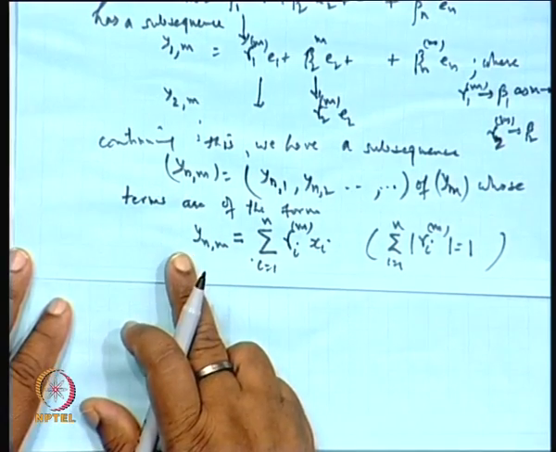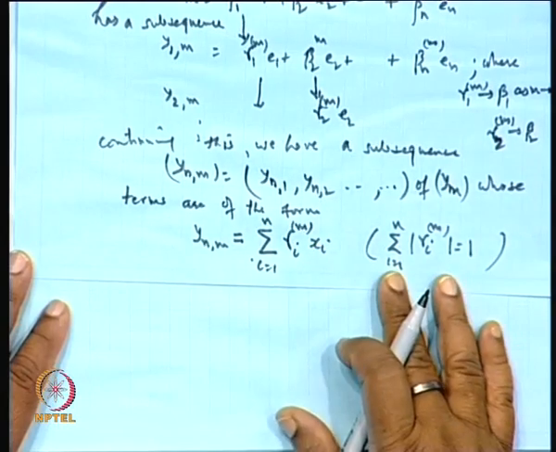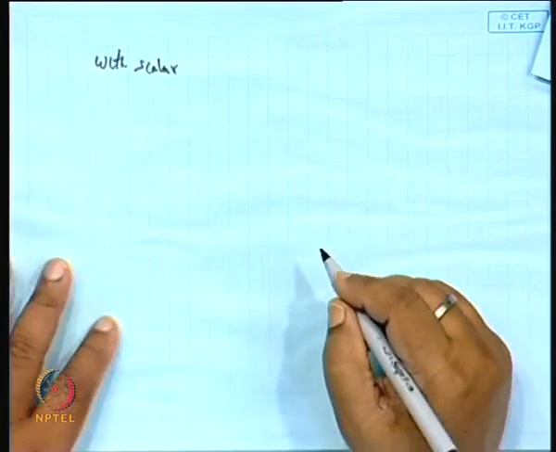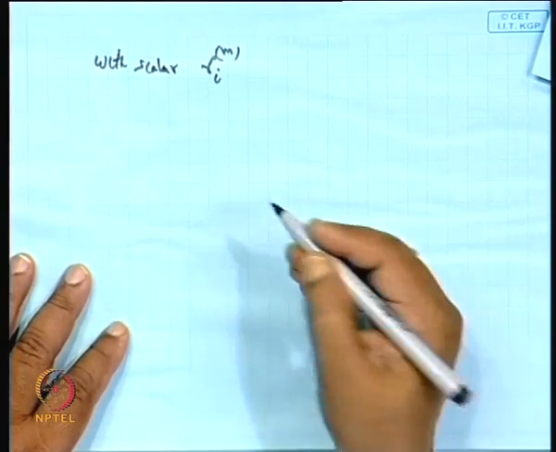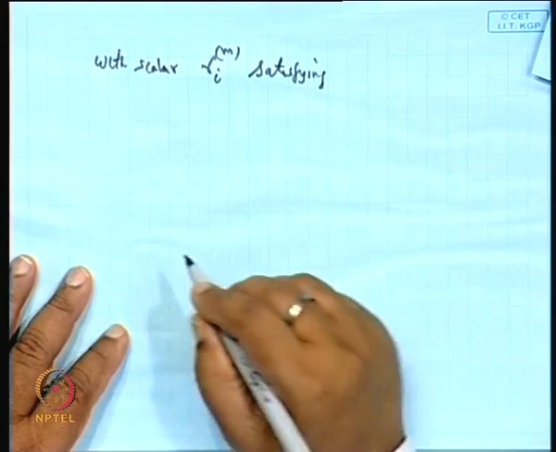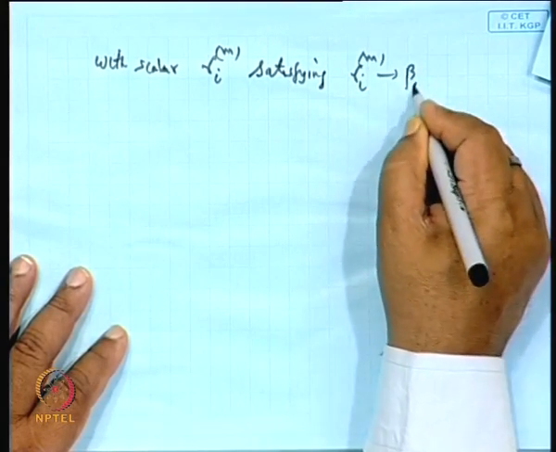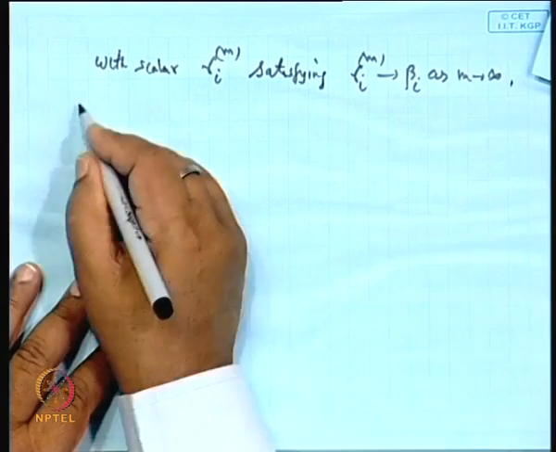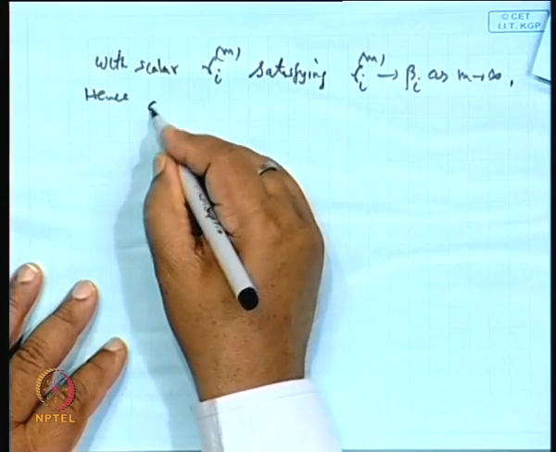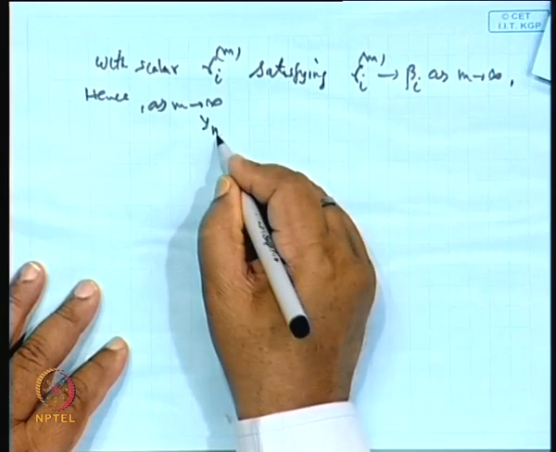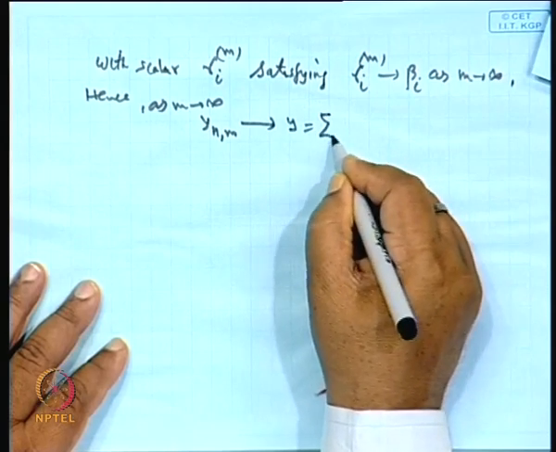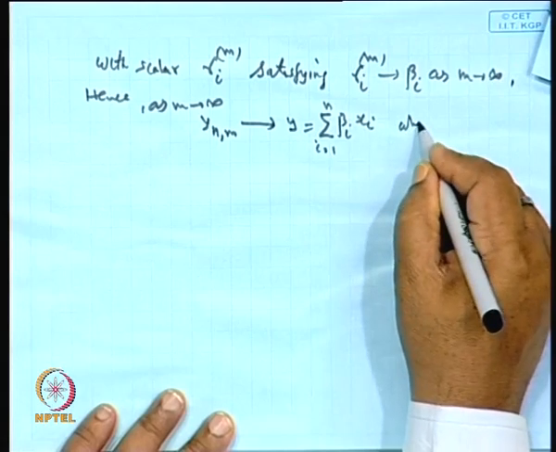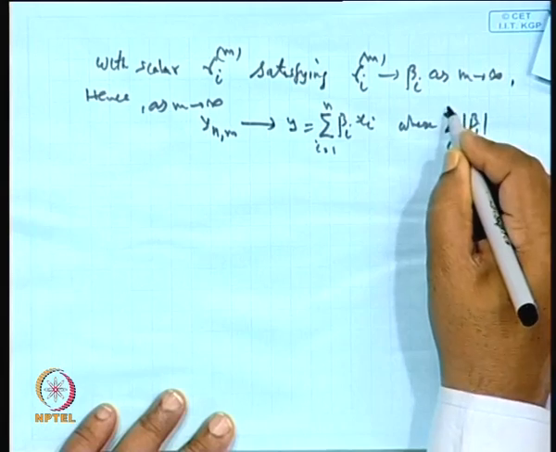So, this sequence y n m will be a subsequence of y m, where y n m is this, sigma of gamma I m is 1, and with scalars gamma I m satisfying the condition that gamma I m goes to beta I as m tends to infinity. Hence, basically we get that as m tends to infinity, the y n m tends to a point y, which is sigma beta I x I, I is 1 to n, and sigma of mod beta I, I is 1 to n, is 1.